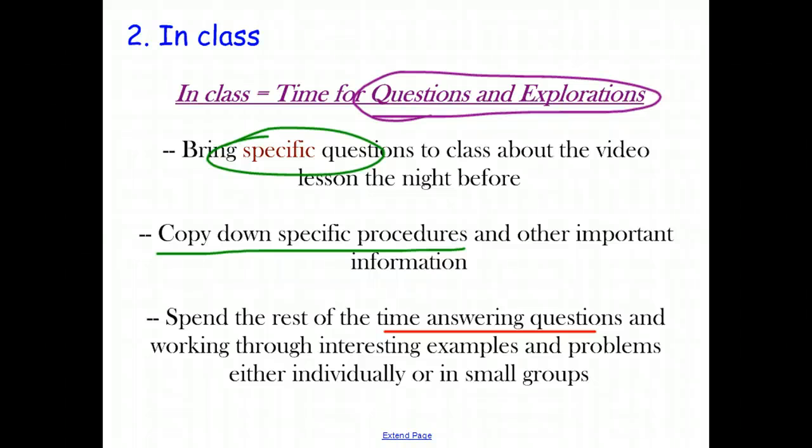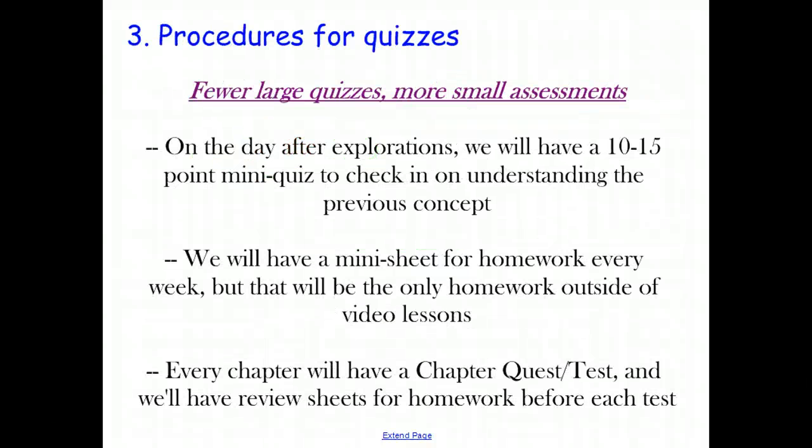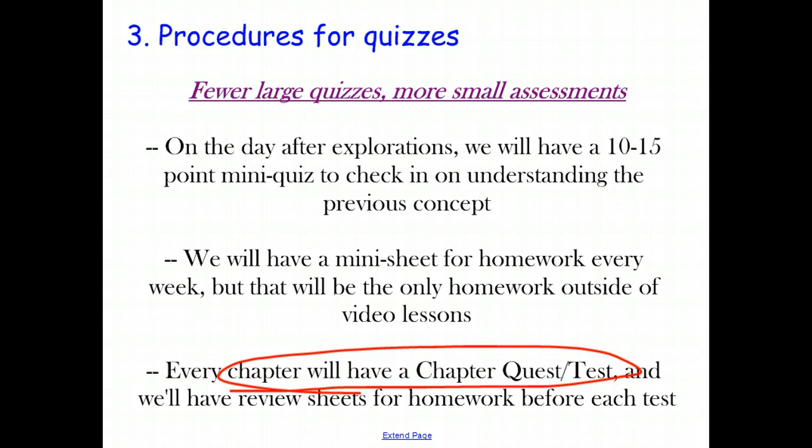It all depends on what's going on that day. The third part about this, after the video lessons and the part that we have to do in class, all revolves around how we do quizzes in this class. Now, we'll have a few of them, but primarily we don't have large quizzes that happen at specific times during the chapter. We do, at the end of every chapter, have a chapter quest or test, and we'll have review sheets for homework that go along before those quests or tests, depending on what's going on.